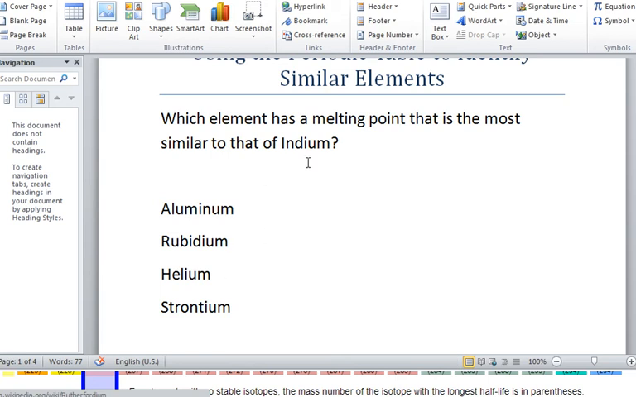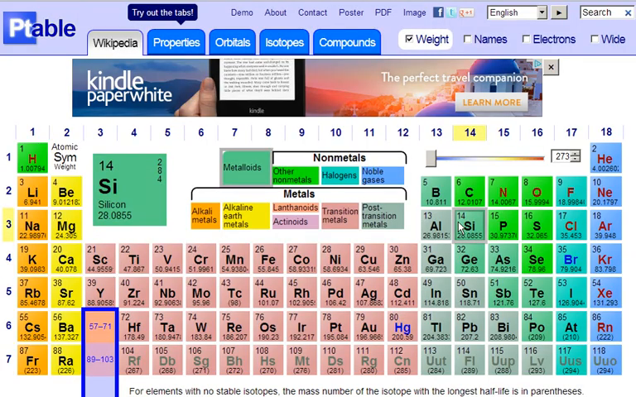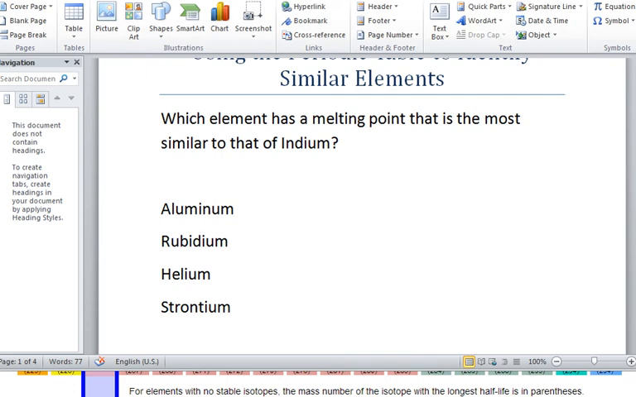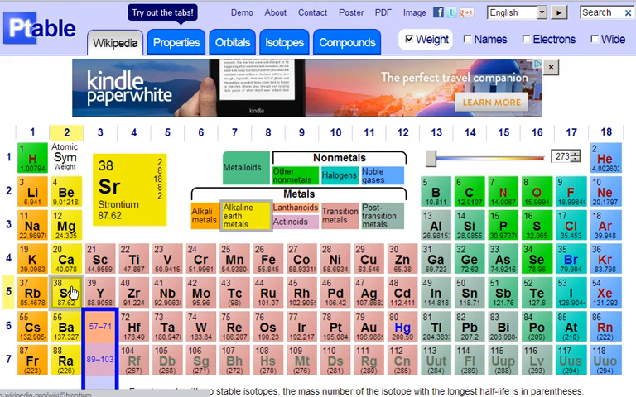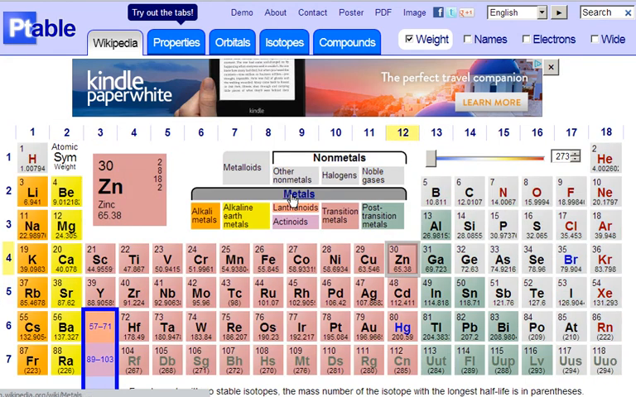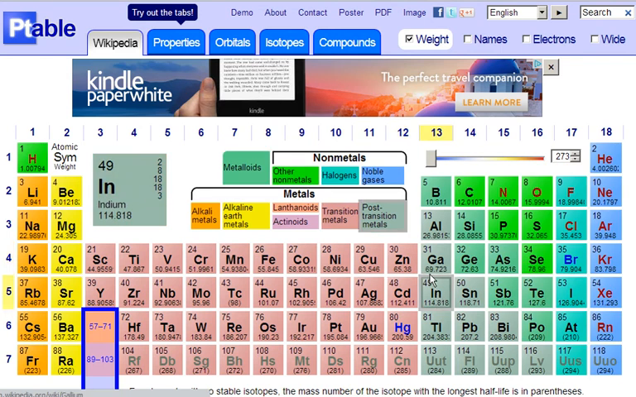To do that, I just go to the periodic table, I find indium, there it is, and I need to figure out which one is closest to this column. So let's take a look at that. Our answer choices were aluminum, rubidium, helium, strontium. Here's strontium. It's kind of far away. At least it's a metal. Indium's a metal just like strontium is, but it's pretty far away. Rubidium is also a metal. It's a little bit farther away.